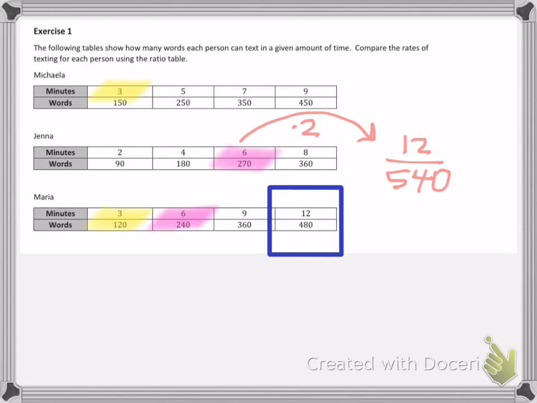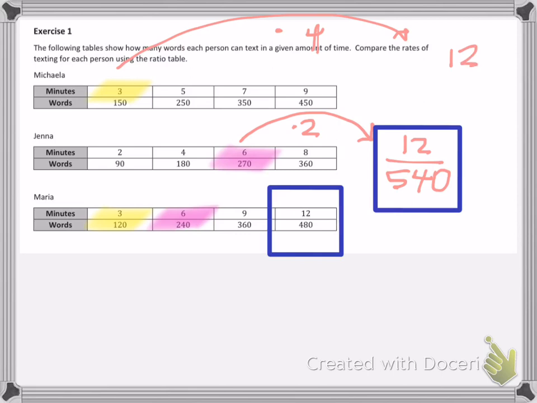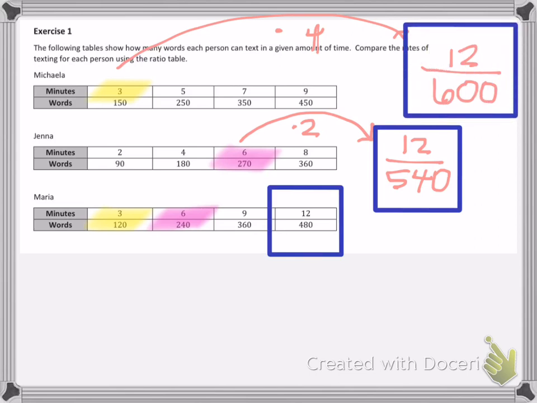All right, now I can easily compare Jenna to Maria, so that's good. And then look, I can do the same thing here. I can change a 3 into a 12 by multiplying by 4. 3 times 4 is 12. So if Michaela types for 12 minutes, 150 times 4 is 600. And now I've got a 12-minute number for Michaela. So now every one of them is typing for 12 minutes, and I can easily rank them.